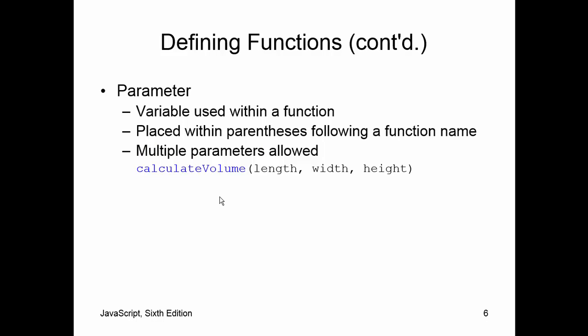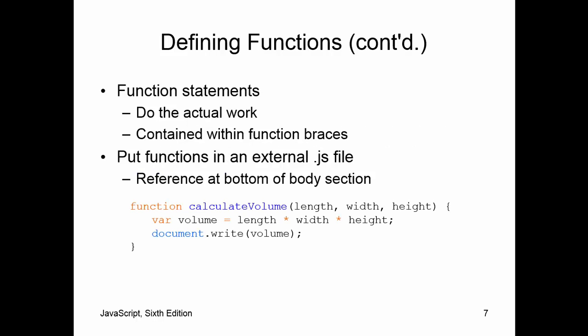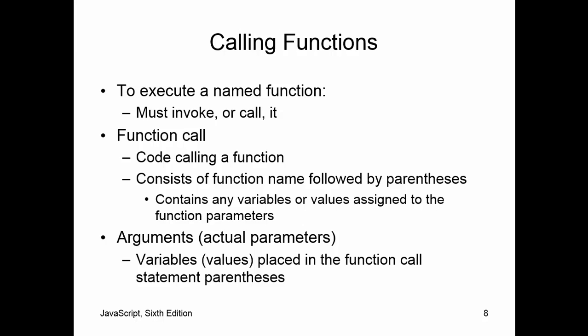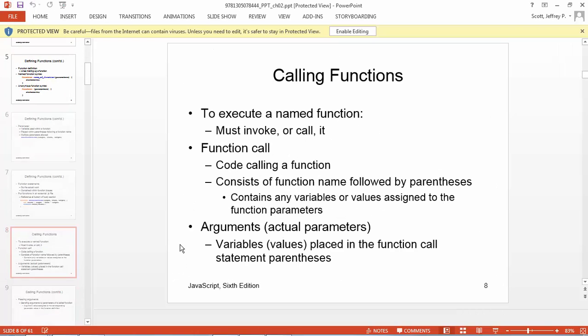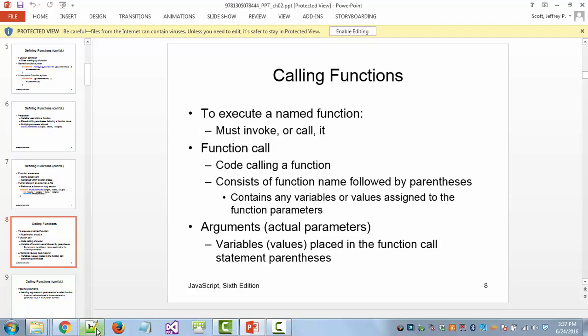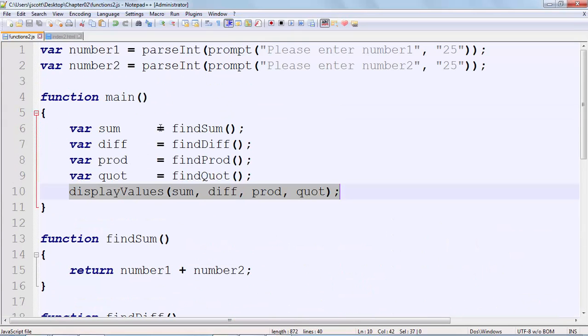A parameter is information that the function needs in order to do its job. Inside of the curly statements, you put the function statements which do the actual work. I have already taken those functions and put them in an external file. All right, you already saw that. That's what we did. And I showed you how to call, or what's also called invoke the functions. So that's a function invocation, that's a function invocation, that's a function invocation, that's a function invocation.